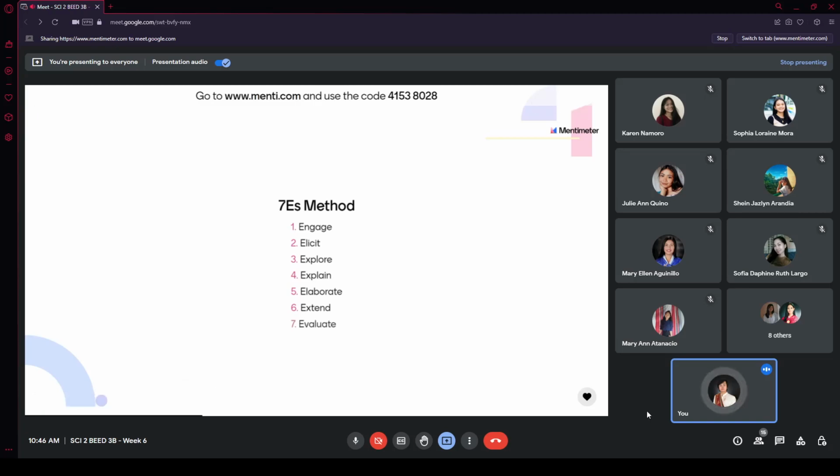Okay, so again, we have our 7 E's in writing the lesson plan: engage, listen, explore, explain, elaborate, extend, and evaluate. But aside from the 7 E's, when it comes to writing the objectives, make sure that you're writing them for the 3 domains: the cognitive, the affective, and the psychomotor.